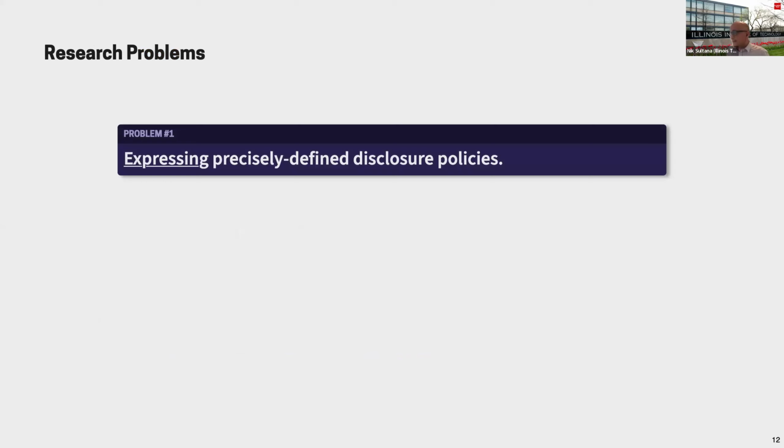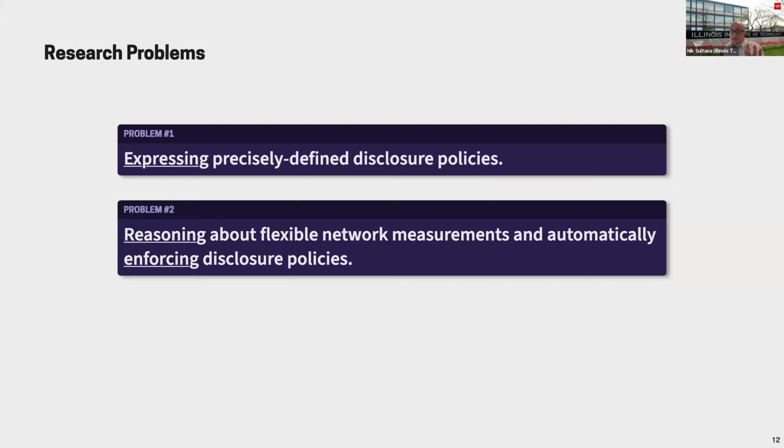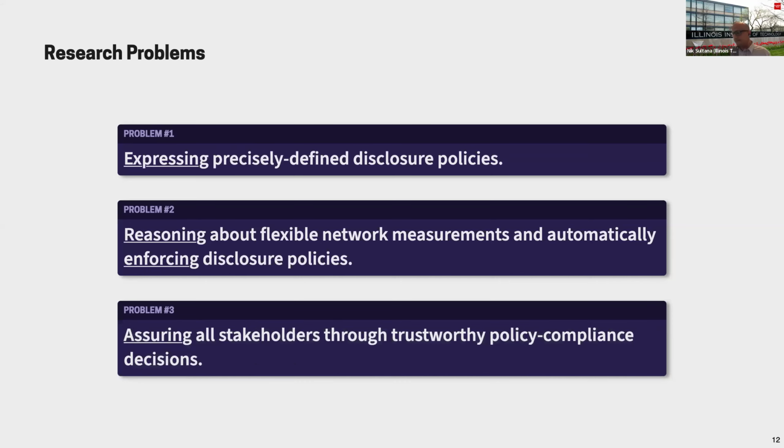Okay, so based on everything I've said so far, what does this break down to? What are the research problems I see? One problem is how to express disclosure policies. I'll be a bit more precise about what I mean by this and give you an example of such a policy. Once we have policies, we need to be able to reason about whether a measurement satisfies a policy, or whether the data that would be gathered by the measurement would violate the policy by disclosing information that the source of the data does not wish to be disclosed.